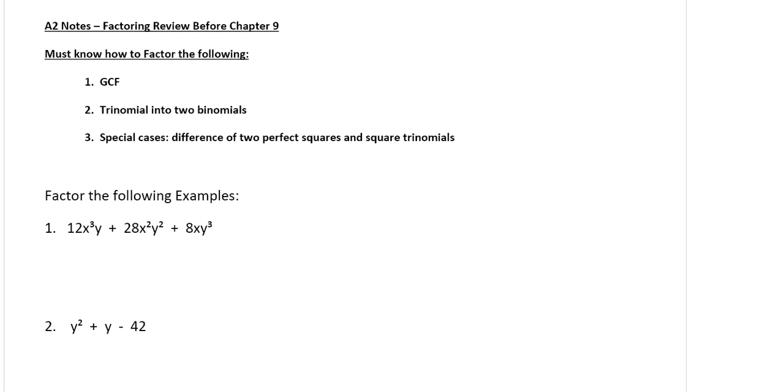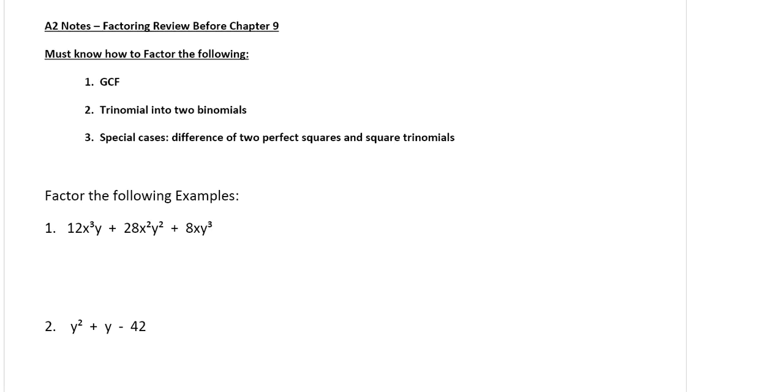This video is to review factoring before you begin Chapter 9, just in case you may have forgotten some of this. We're going to review the three types of factoring that you learned in Algebra 1. First one is GCF, where you take out the greatest common factor of each term. The second is when you have a trinomial that can be factored into two binomials. Sometimes we call this the diamond method. If there's a coefficient in front of the x squared other than 1, then it could be a diamond box problem. And the third one is special cases where you have like the difference of two perfect squares.